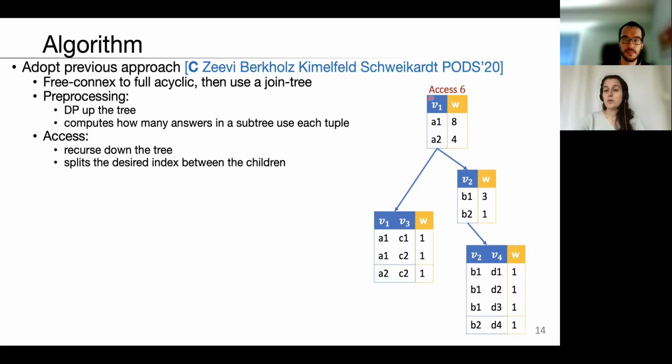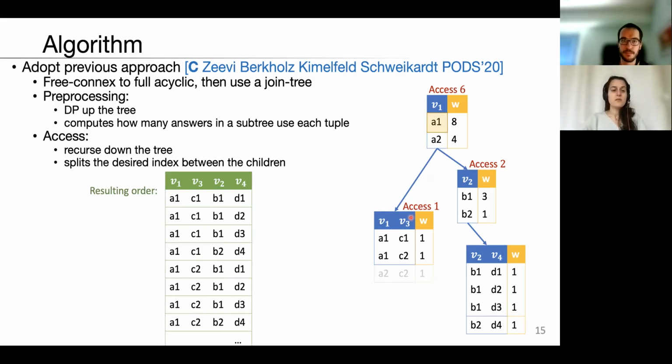So we're given an index we want to access. We use the aggregates to choose a tuple from the current relation. We use this tuple to filter the children. And then we have some computation that tells us how to split the access task into the children, and we recurse down. So the ordering we get is this ordering in this case, where we first get the first answer of the left subtree together with all possible combinations that match it in the right subtree, and then we move on to the next answer of the left subtree.